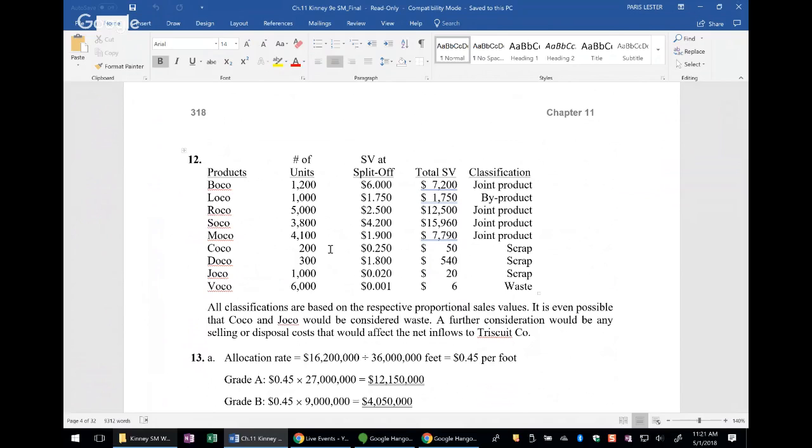All classifications are based on proportional sales value. It is even possible that COCO and JOCO would be considered waste because you're getting such a small amount, 50 and 20 and 6 out of it. A further consideration would be any selling or disposal costs that would affect the net inflow to the Triscuit Company. Okay, that's just looking at the possible cost.